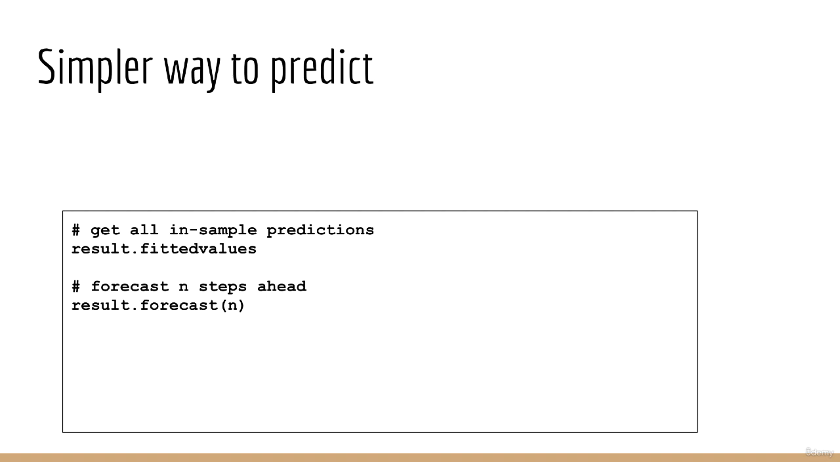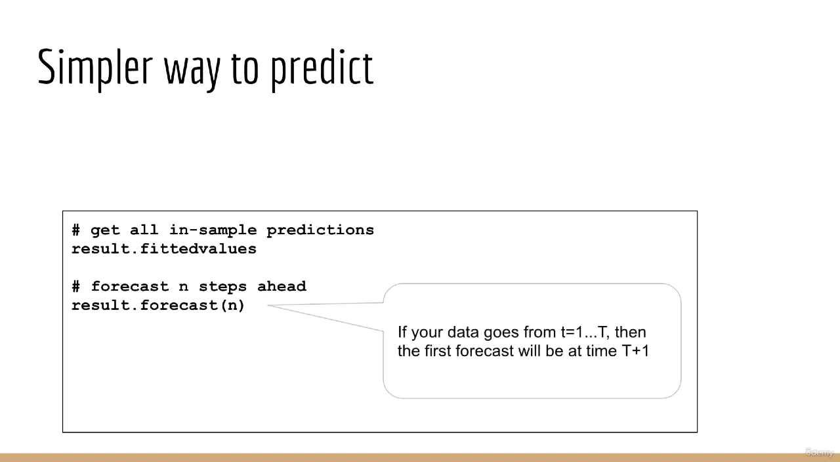A simpler way to get a forecast is to simply call the forecast function. This accepts as input the number of forecasting steps. So for example, if you want to forecast 10 steps ahead, you just pass in 10. There's no need to figure out what the date is 10 steps ahead. Passing in the integer 10 is enough. Note that this assumes that your forecast begins at the time step after the end of the train set. So if your train set goes from 1 up to big T, then your first forecast prediction will be for the time index big T plus 1.